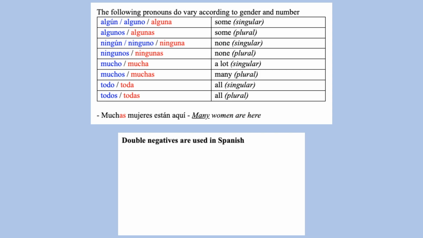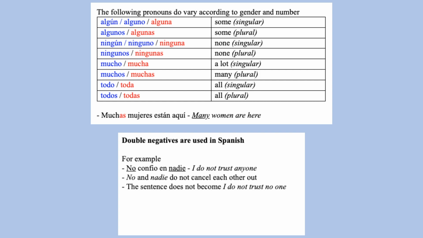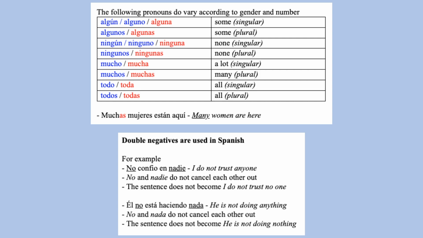Unlike in English, we do use double negatives in Spanish, and they are not considered grammatically incorrect. For example, no confío en nadie. I do not trust anyone. Although no and nadie are both negative, this double negative is not considered grammatically incorrect in Spanish. Él no está haciendo nada. He is not doing anything. No and nada are both negative, but this double negative is still considered grammatically correct in Spanish.